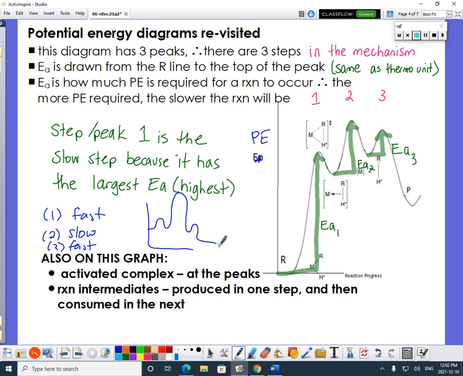Again, I chose this picture kind of on purpose. We can show on a potential energy diagram where the activated complex is and where the reaction intermediates are. Again, we're not really focused on what is there. We're just going to say where they are. But this picture does have these diagrams here, so I just wanted to show you this kind of notation.